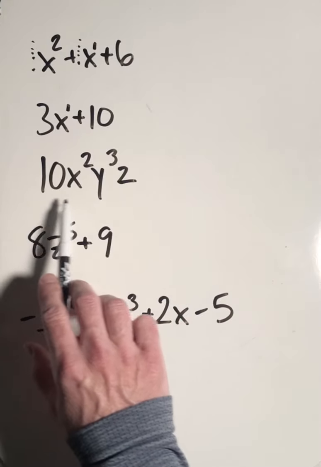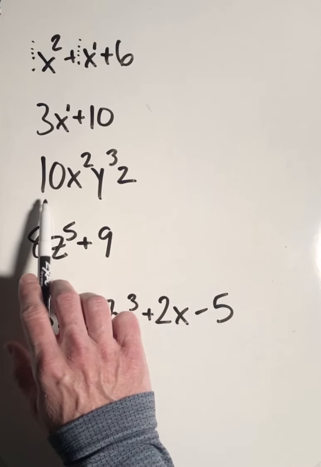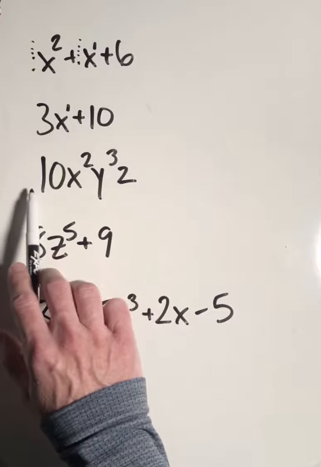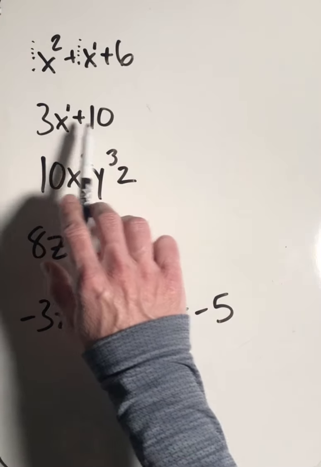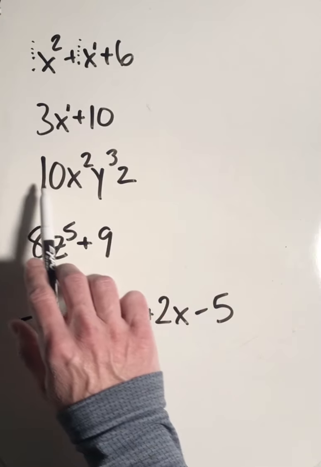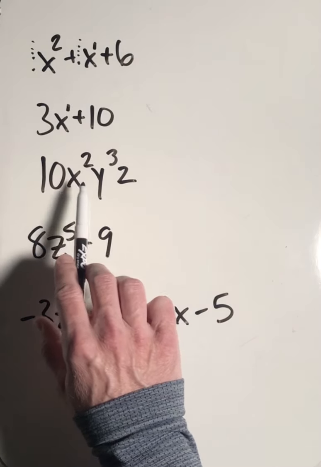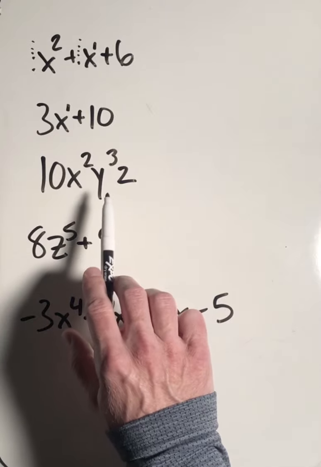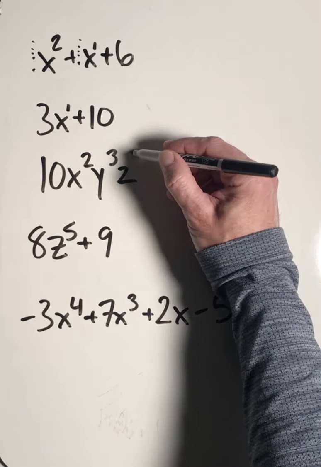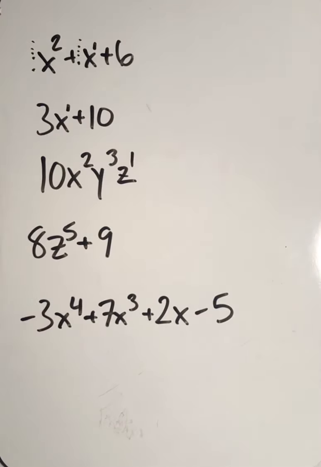In this next expression, we have only one term. Everything here is multiplied together. There's no addition or subtraction between these, so this is one large term with a coefficient of 10. This x has an exponent of 2, the y has an exponent of 3, and this z has an exponent of 1.